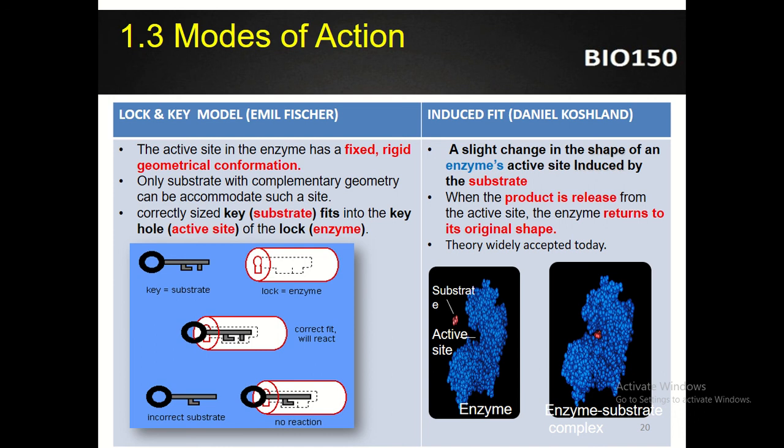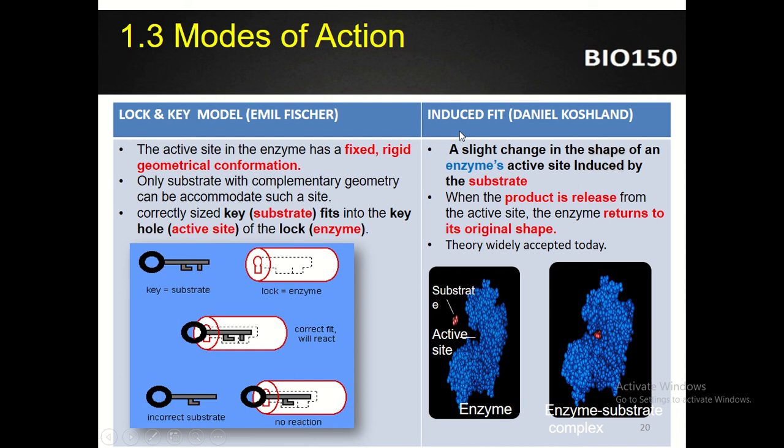For enzyme modes of action, there are two modes. The first one is the lock and key model. The second one is the induced fit theory. For the lock and key model, the active site of the enzyme has a very fixed or rigid shape, in which only a certain substrate with a complementary shape can fit into the active site of the enzyme. Just like a lock and key, if you have the wrong shape of key, you cannot unlock the lock, right?